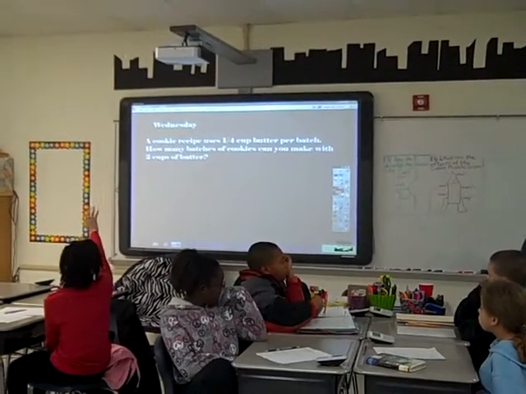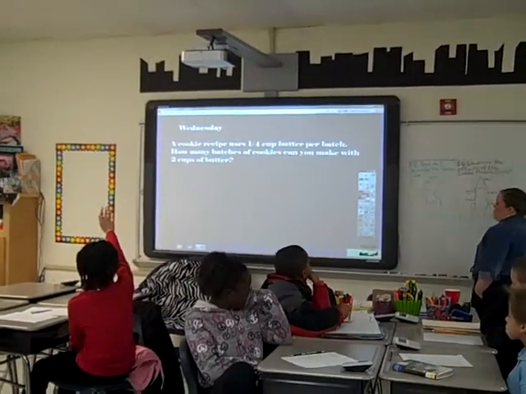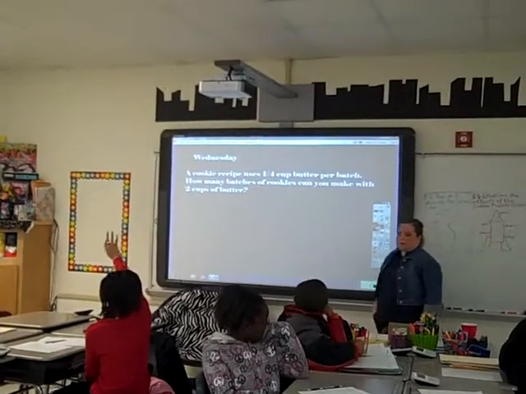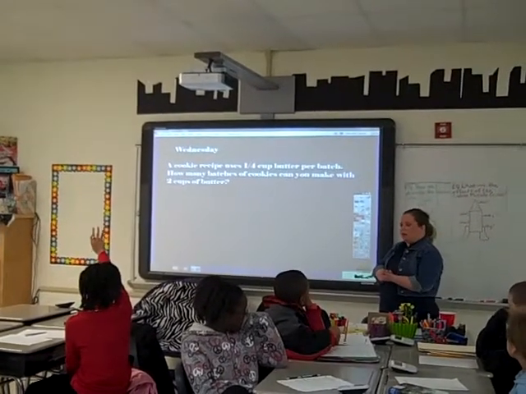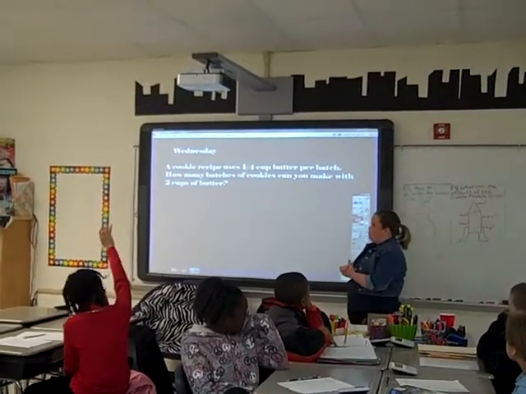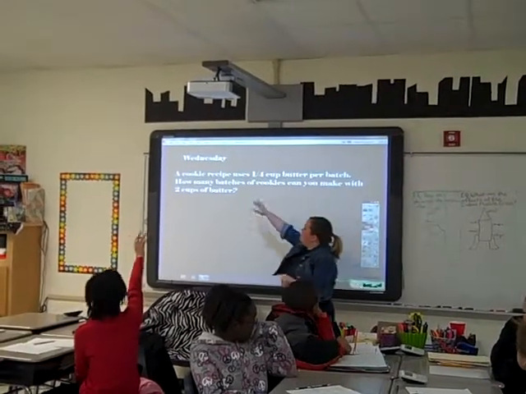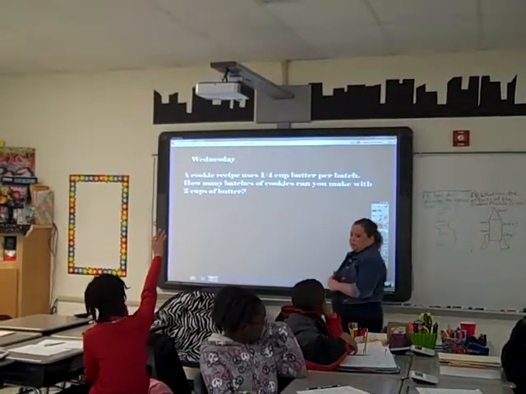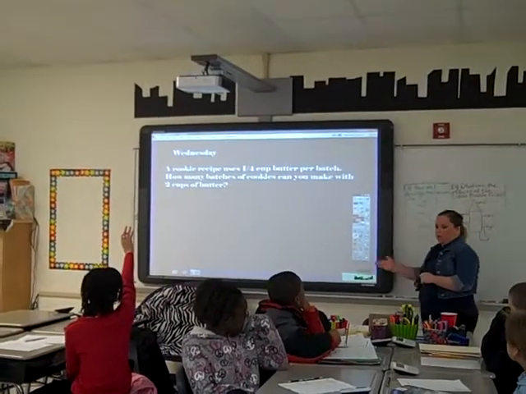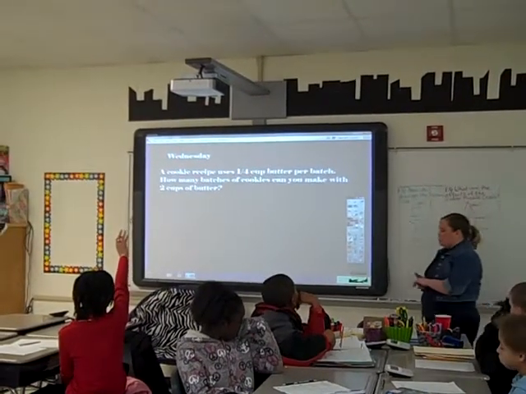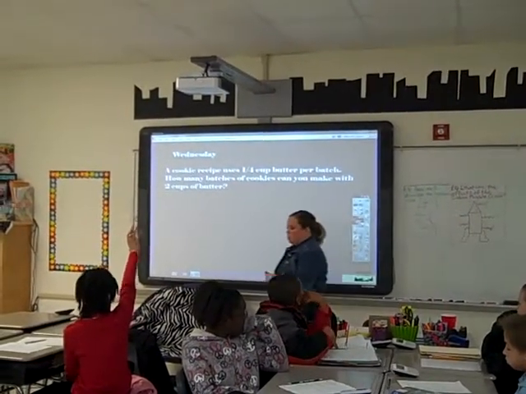Okay, he's saying multiplying because he saw the word of. But usually it's multiplying if we're trying to find the value of a fraction of a fraction. This just says batches of cookies. It doesn't say 1/4 of 1/2. So it would not be multiplication. That's a good guess though.